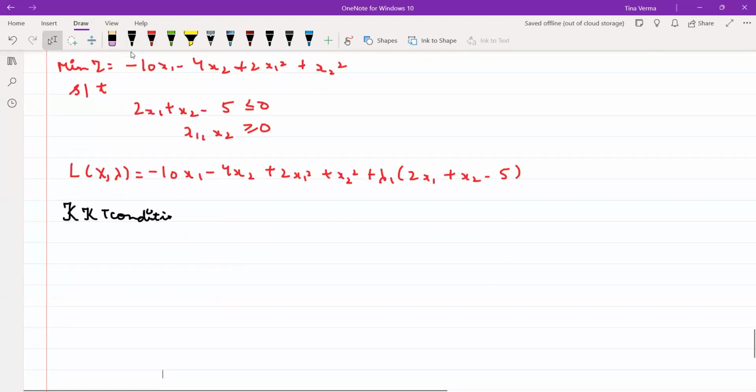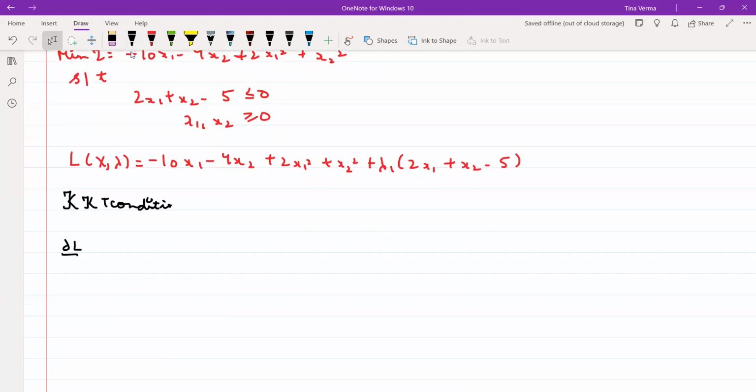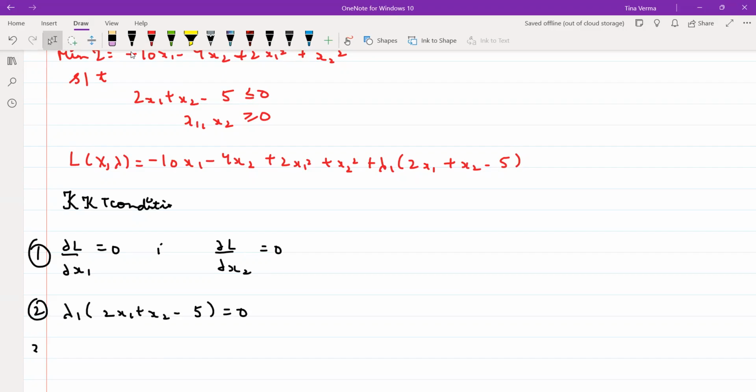What will be your KKT conditions? That your ∂L/∂x1 should be equal to 0. ∂L/∂x2 should be equal to 0. This is the first condition. The second is that your λ1 into (2x1 plus x2 means g(x)) should be equal to 0. The third is g(x) should be less than or equal to bi. The fourth is λ1 should be greater than or equal to 0.